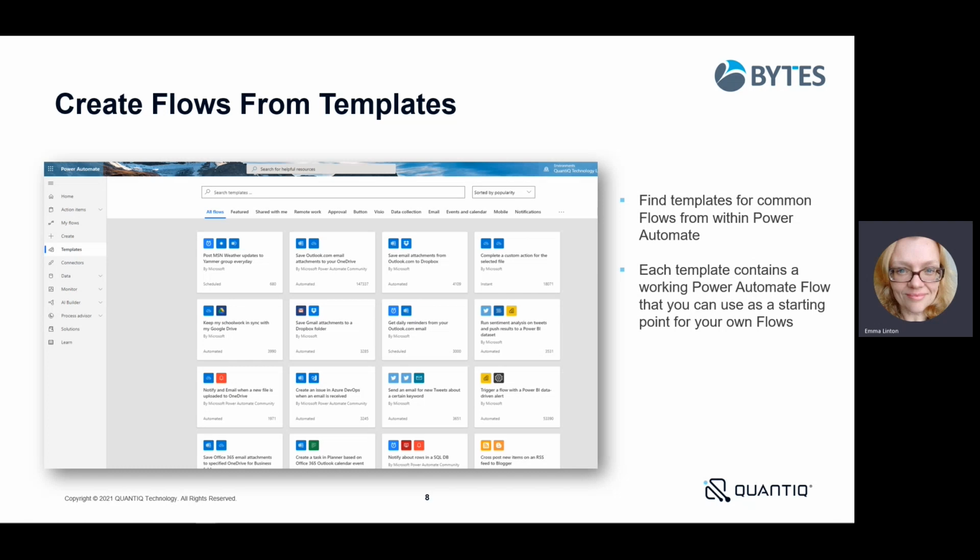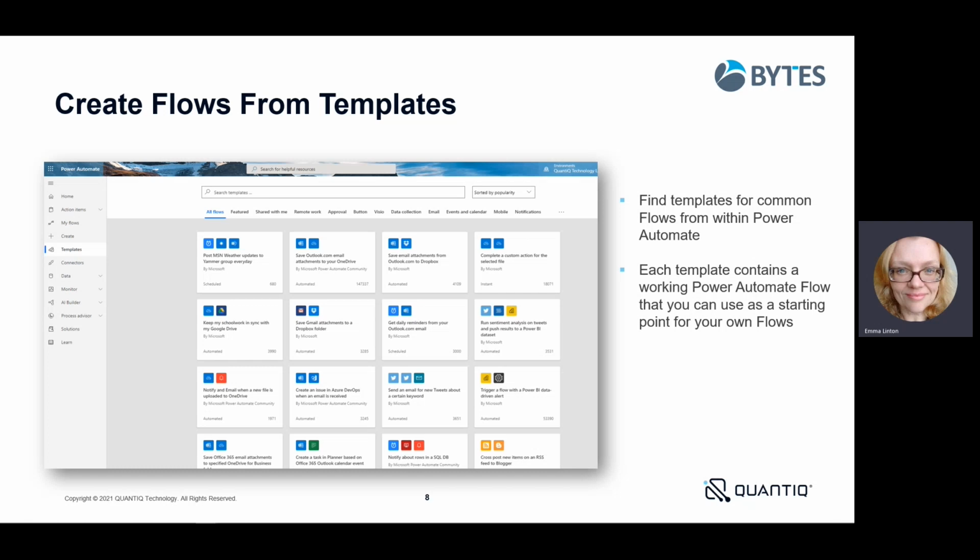The only caveat on this is that you as a user have to have access to the connection that the flow is using. So you can see some of the ones on the screen right now. We've got things like save a Gmail attachment to a Dropbox folder. Obviously, that's assuming that the user has access to Gmail and to the Dropbox folder that they're trying to send the attachments to.